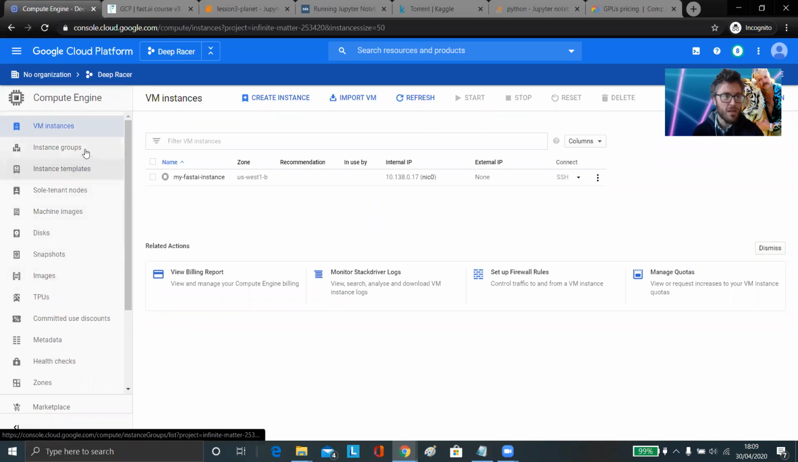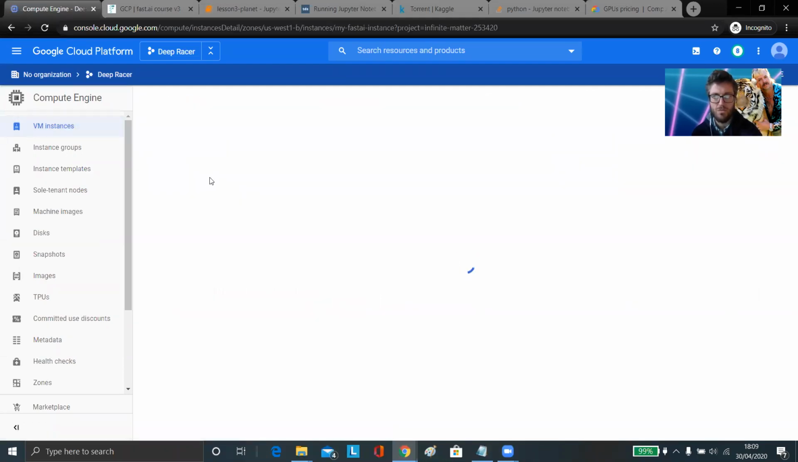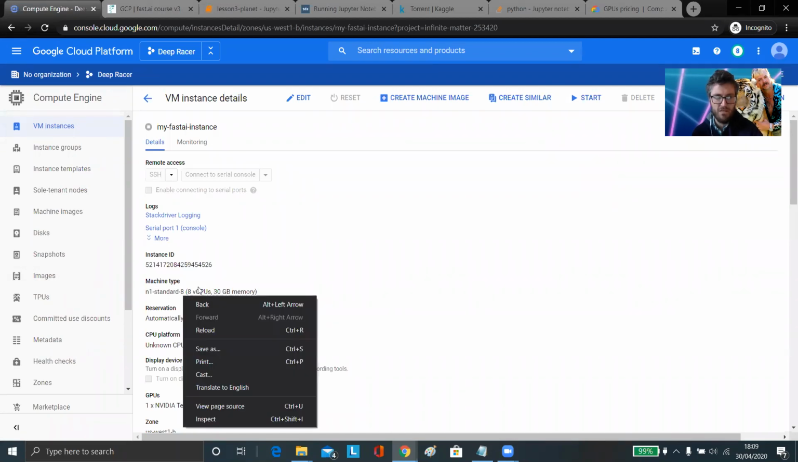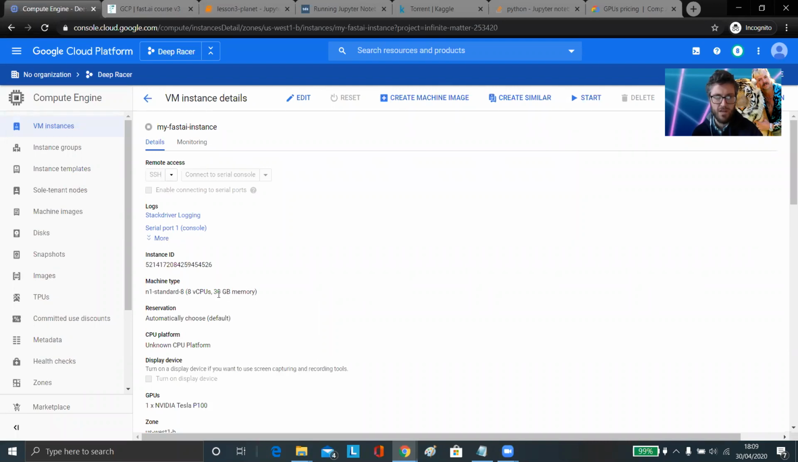Okay. If we look over here, you can see that I've created a fast AI instance. It doesn't really matter what zone you put it on. The important thing is that to give it a reasonable bit of grunt, n1-standard-8 is probably about the minimum you want to go to. So that gives it 8 virtual CPUs and 30 gigabytes of memory.